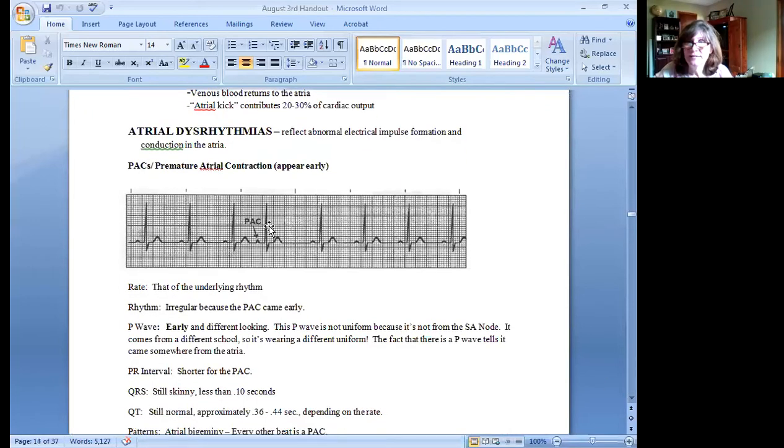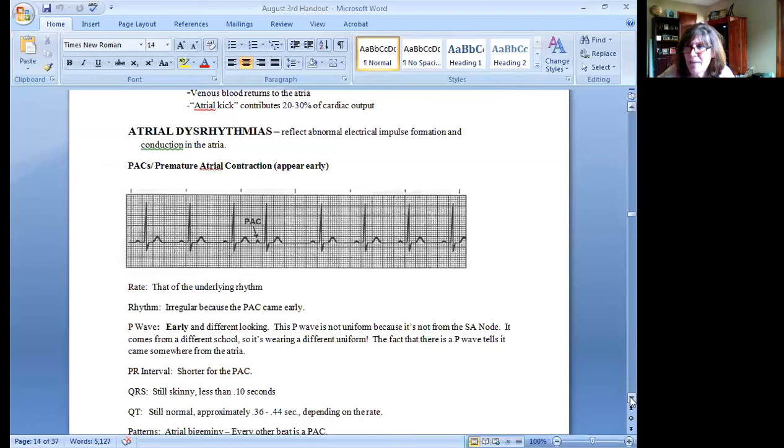The rate is that of the underlying rhythm. So the rate is 80 here. The rhythm's just a little irregular because of that early beat. The P wave on that PAC, it's funky looking, it's different looking. And that PR interval might actually be shorter. But this is a nice, benign, beautiful rhythm. No problems. I'd call it normal sinus rhythm with a PAC. Now, am I going to call anybody or do anything about this? Absolutely not. But I got my eye on it. Because too many cooks in the kitchen spoil the gumbo. And we'll see that when we get to AFib.